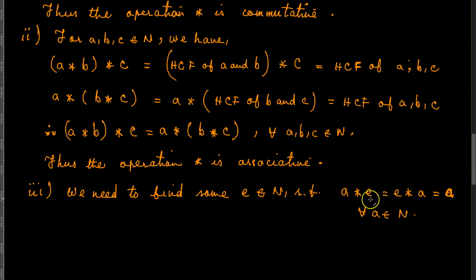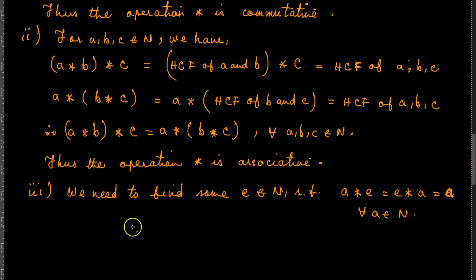So what that means is that we need to find some E, and when you take the HCF of, of course we established that star is commutative, so it's enough to show that A star E is equal to A, meaning that there is some E that belongs to N, and then the HCF of that E with any A that you can find in N is equal to A, meaning that the HCF of that number with any other number is basically that A itself, right?